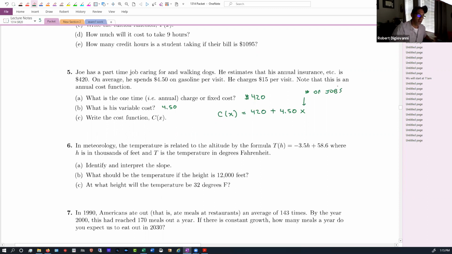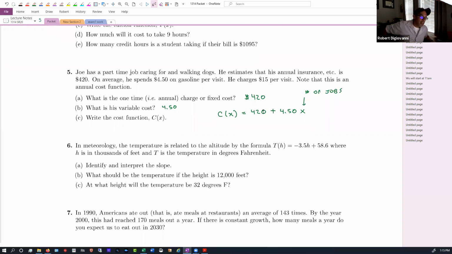Do y'all see how that cost function goes together? You have the fixed cost of $420 no matter what. And then in addition to that, each time he does a job, you have to multiply it by 4.50 and add that to the cost. Is that clear to everyone? Or are there any questions on that?